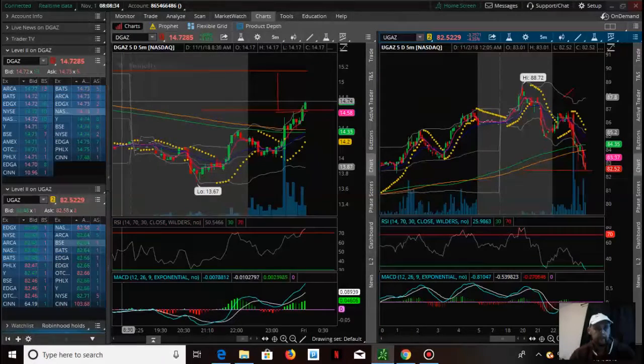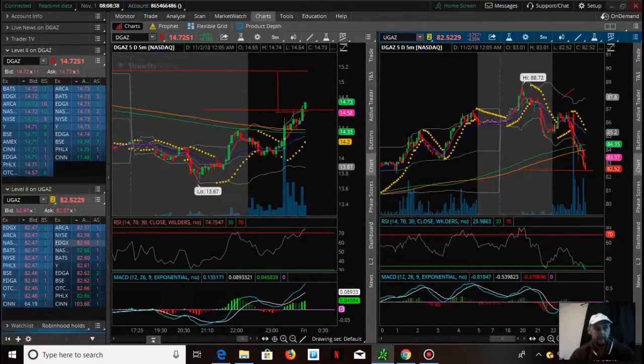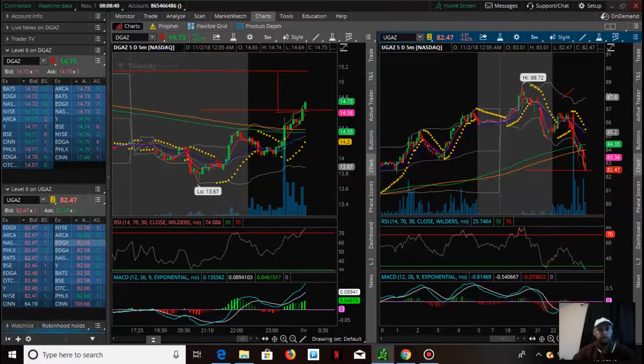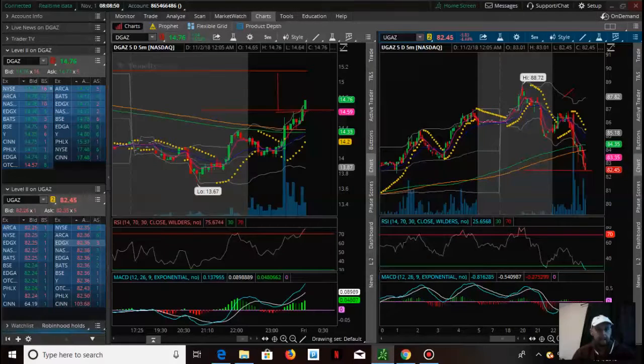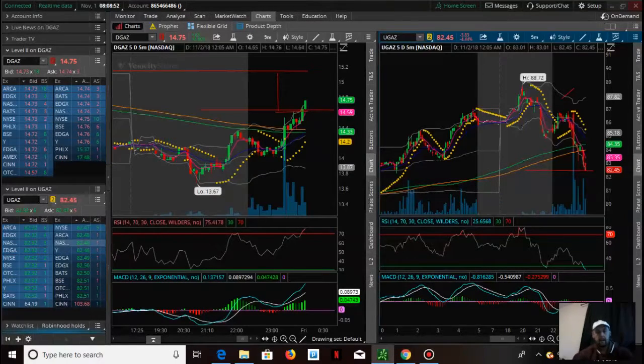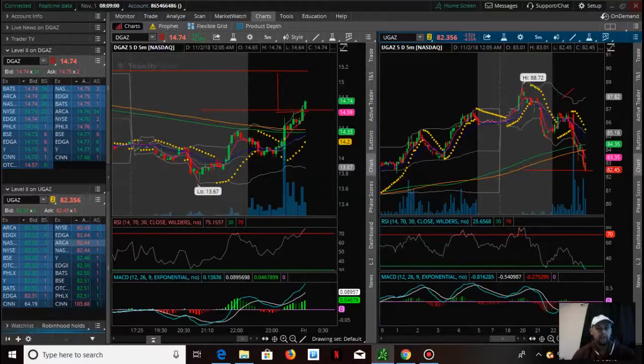But one thing I do see is on DGAZ, it's currently at 14.72, and I have 11 orders to buy at 14.72. So what that's telling me over here on the level 2 data is, the more information I have over here, that tells me, okay, people are buying. I'm going to keep holding the position. As soon as that starts to die down, I go ahead and sell my position. So that's how I determine.